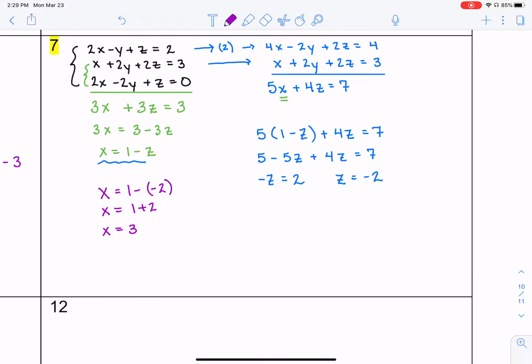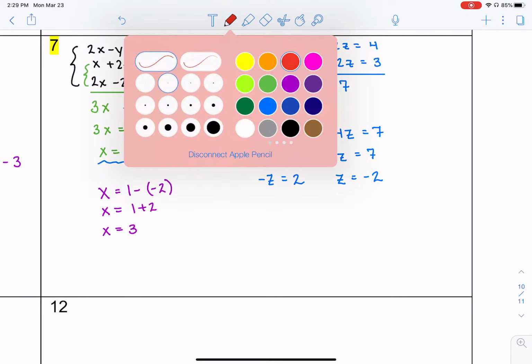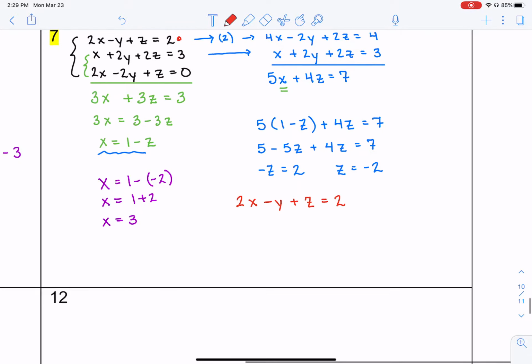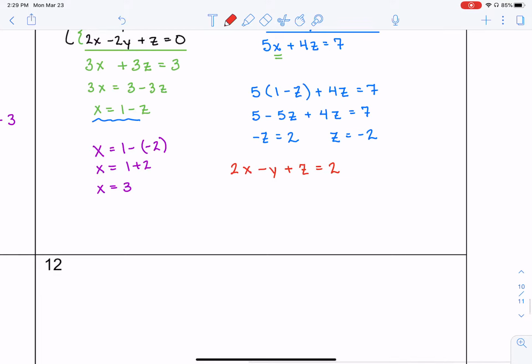In order to solve for y, I'm going to have to go back to one of my original equations from the very top before I eliminated y. So I'm going to use the first equation and rewrite it down here. 2x minus y plus z equals 2. Then I'm going to solve by plugging in x is 3 and z is negative 2.